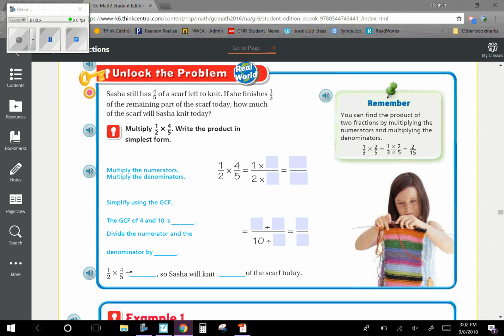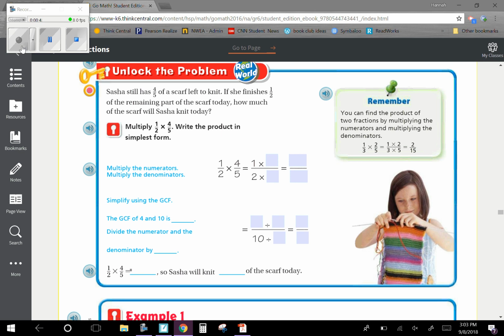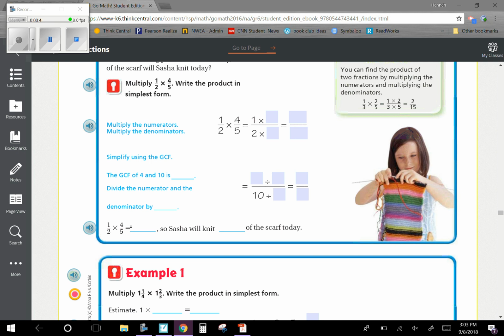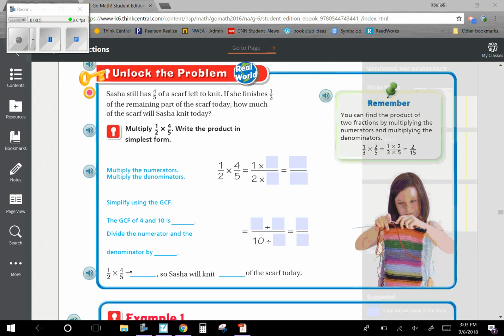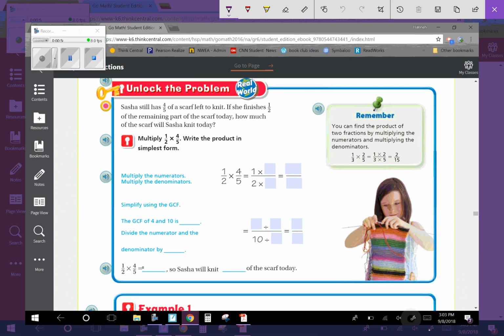Let's look at Unlock the Problem. Sasha still has 4/5 of a scarf left to knit. If she finishes 1/2 of the remaining part of the scarf today, how much of the scarf will Sasha knit today? So when we look at this word problem, it says if she finishes 1/2 of the remaining part, that "of" tells me I need to multiply. So we're going to multiply 1/2 by 4/5. And then we're going to write the product in simplest form, okay? From now on, you should probably be writing all of your fractions in simplest form.